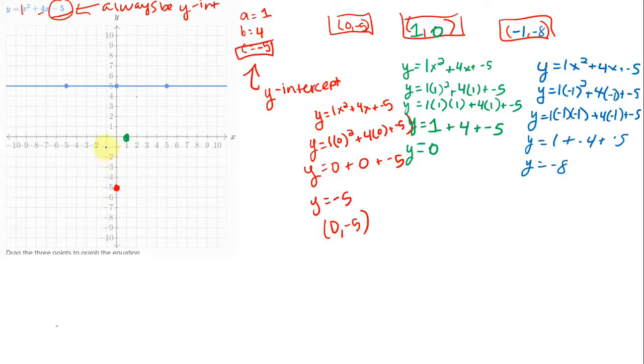So here's my negative 1, negative 8 down there. So that's my third point. And those should be the points that define my parabola. So I'm going to graph this now. I'm going to go into Khan, and I'm going to just drag these points from where they are to here.